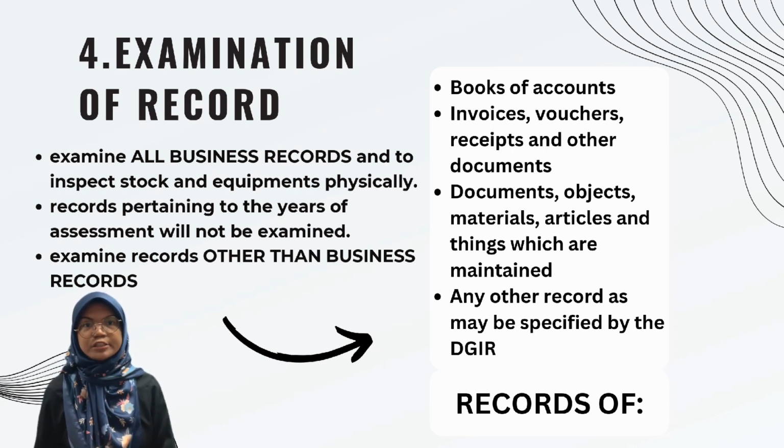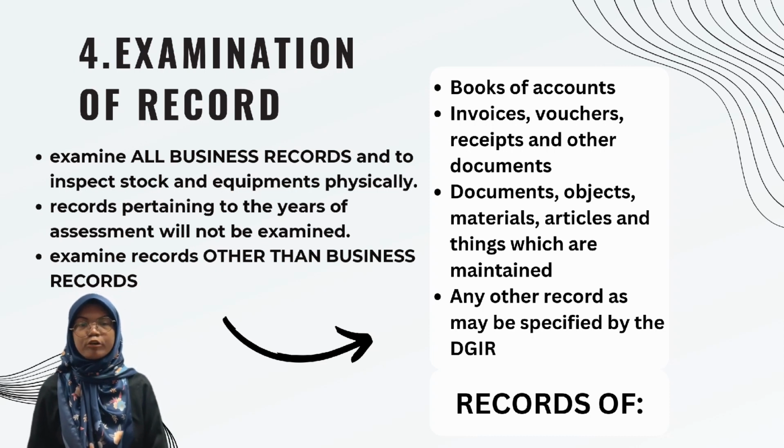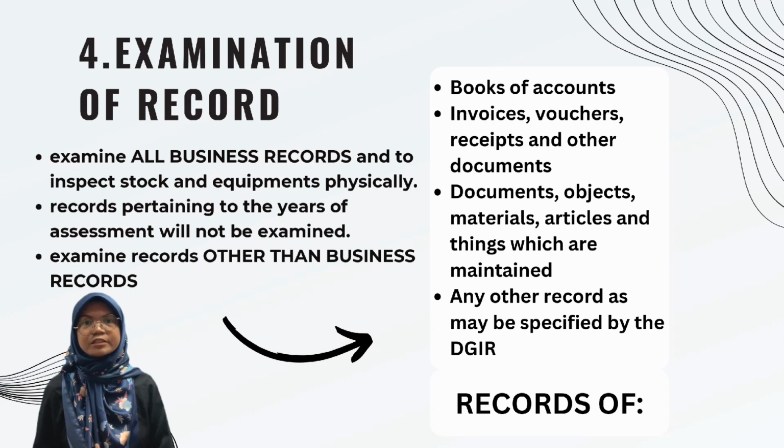Second, invoices, vouchers, receipts and other documents that are required to verify entries recorded in the books of accounts. Third, documents, objects, materials, articles, and things which are maintained and kept in the form of electronic medium, and any other records as may be specified by the IRBM.